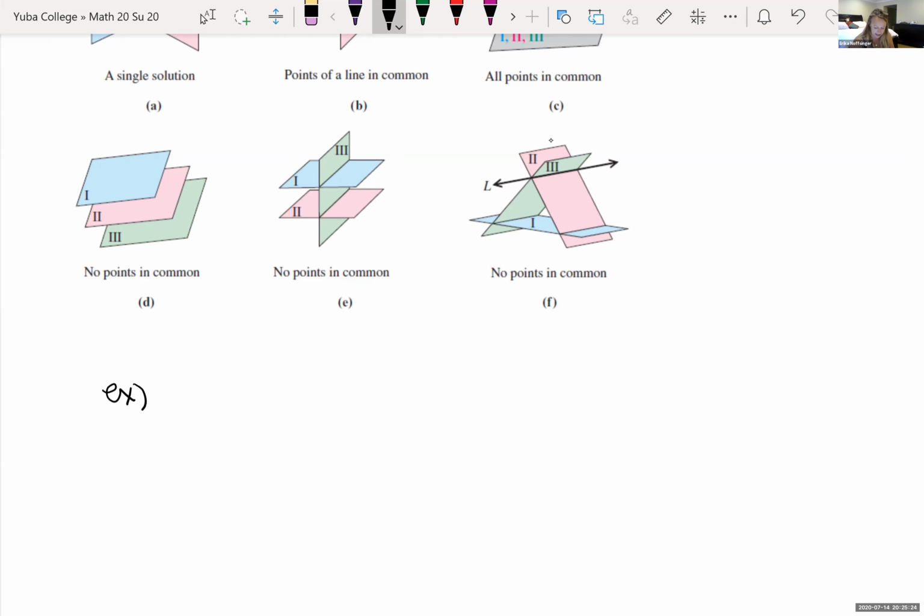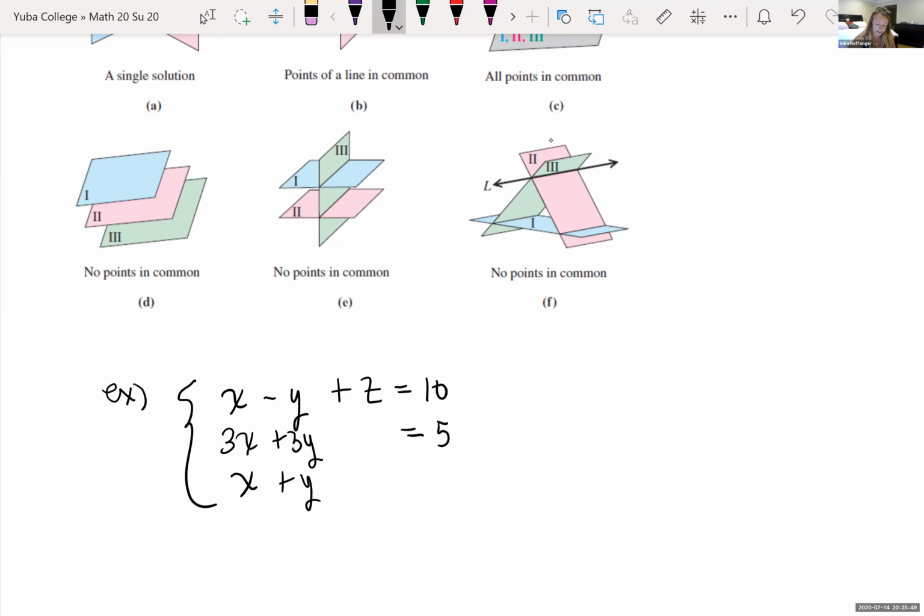Let's say we had one equation: x minus y plus z is equal to 10. We have 3x plus 3y equals 5. And then the last equation is x plus y plus 2z is equal to 2.